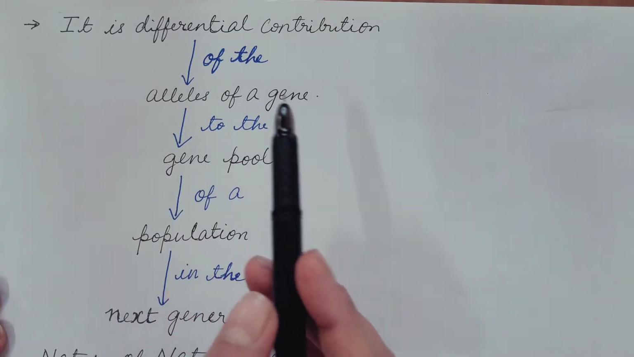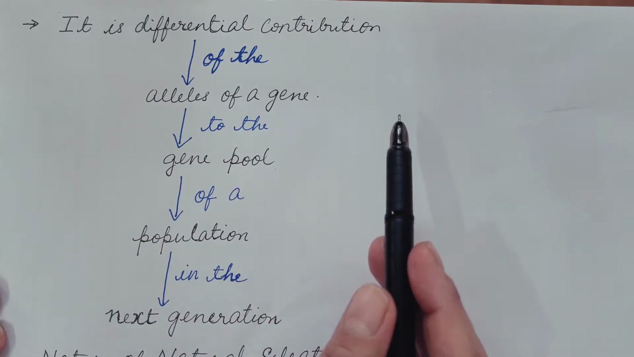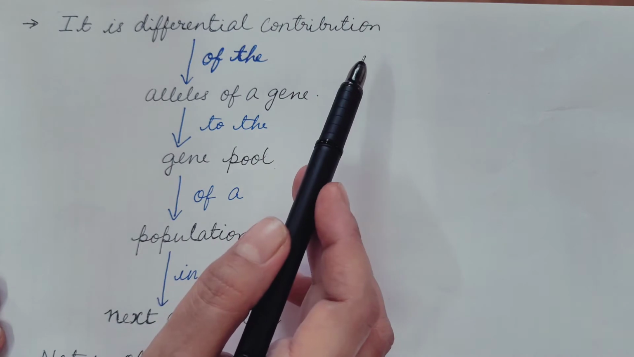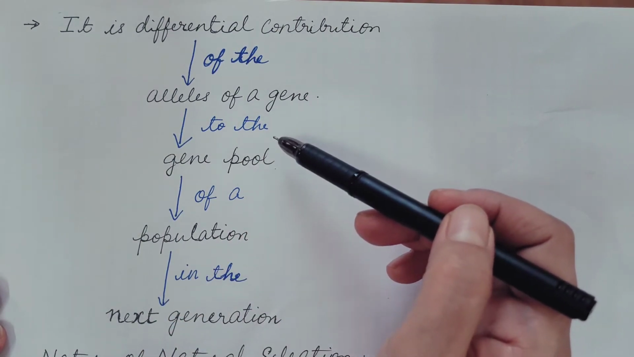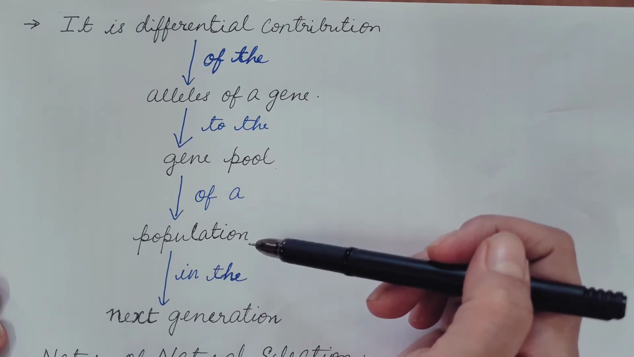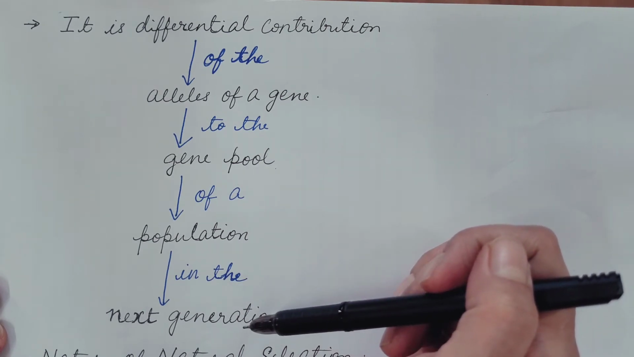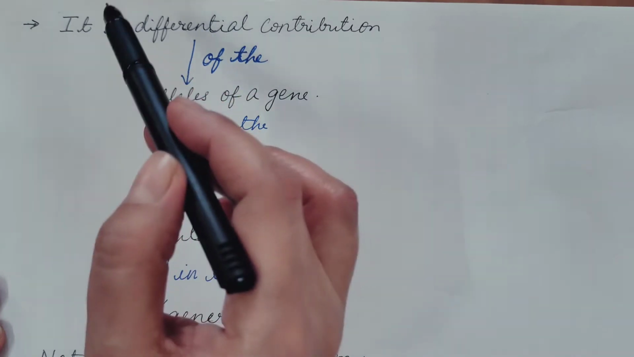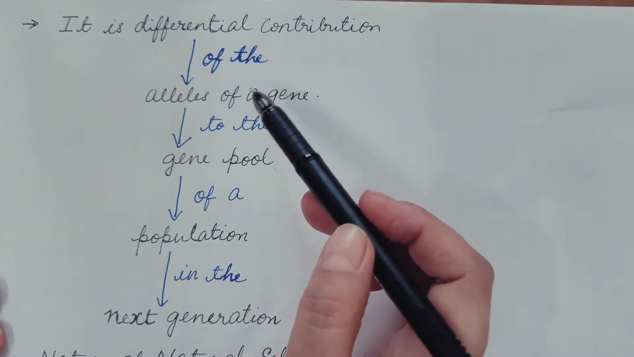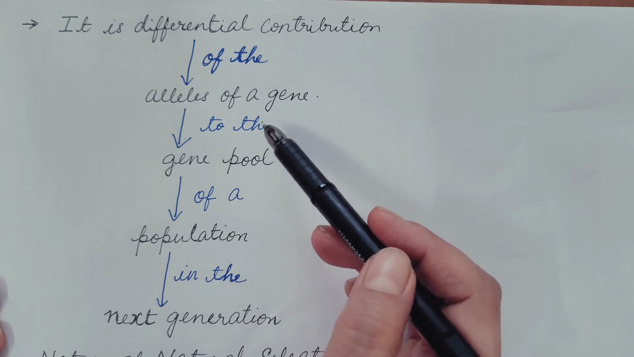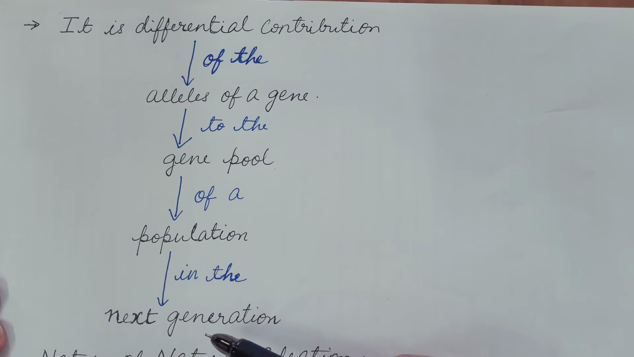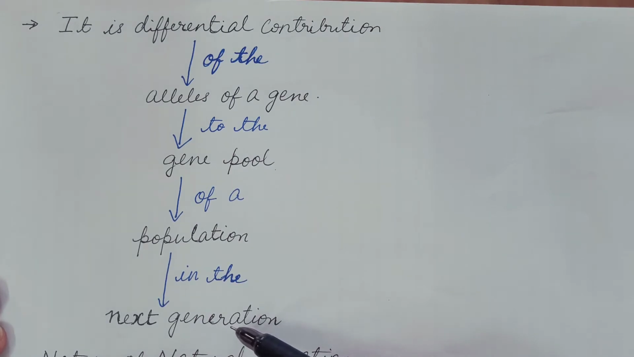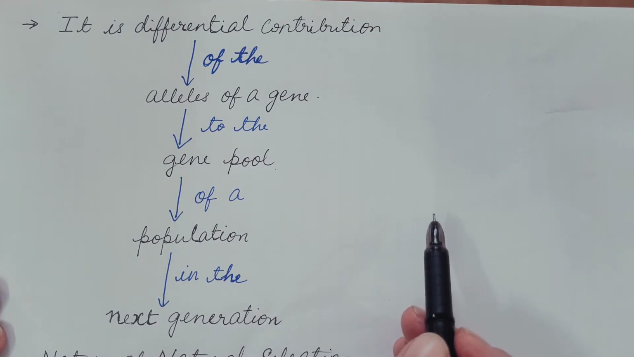So let us understand natural selection with this flow chart. It is the differential contribution of the alleles of a gene to the gene pool of a population in the next generation. It helps in the differential contribution of only those alleles of the gene to the gene pool of a population in the subsequent generation which are responsible for their better adaptation.